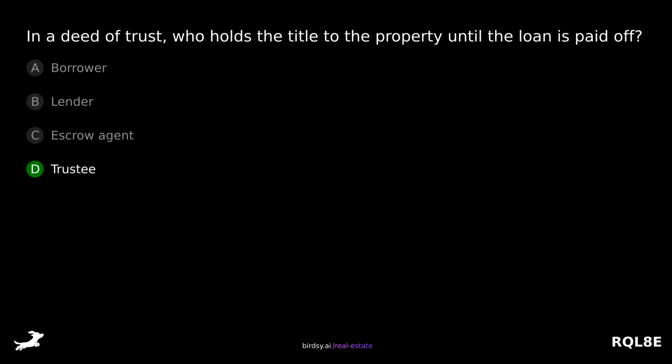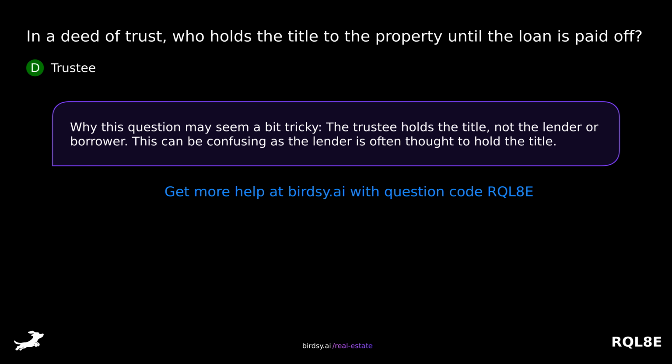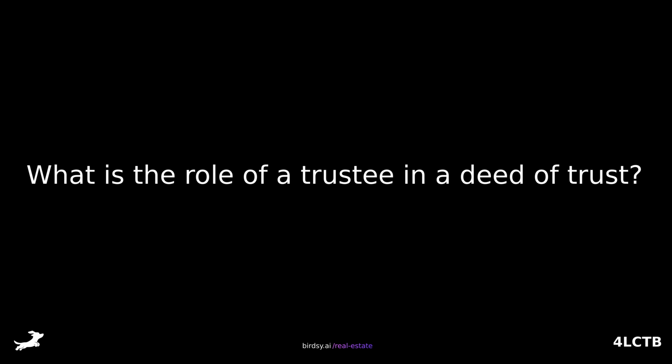The answer is D, trustee. Why this question may seem a bit tricky. The trustee holds the title, not the lender or borrower. This can be confusing, as the lender is often thought to hold the title.